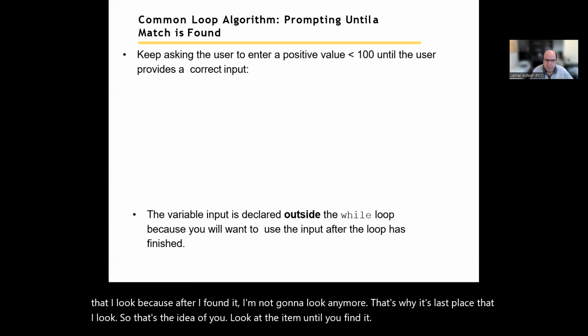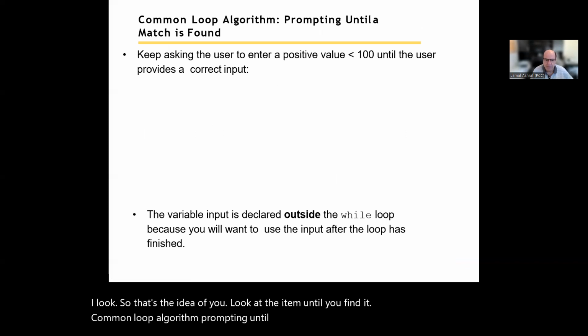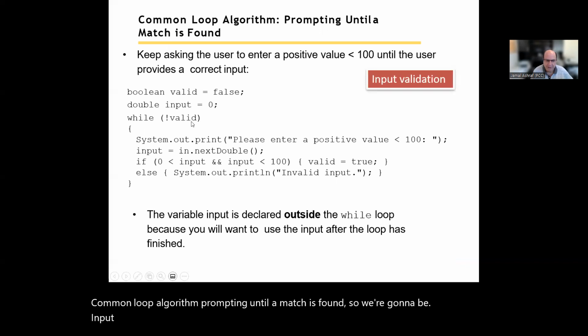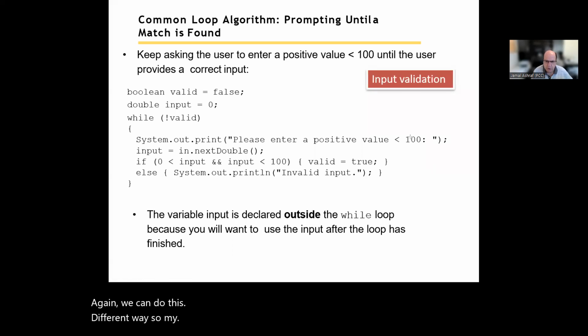Common loop algorithm, prompting until a match is found. So this is input validation. We are checking for valid. If it's not valid, we're going to keep going. Again, we can do this different ways. So my favorite way, again, is to put this one outside my loop and take this one as part of my while loop with a not at the beginning.